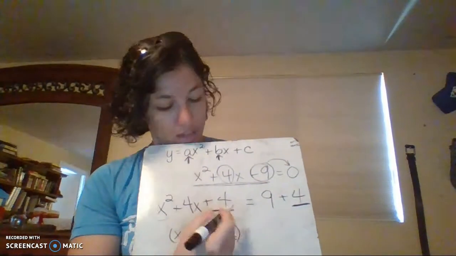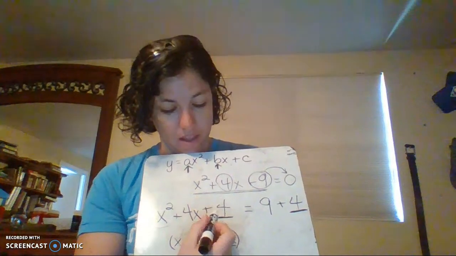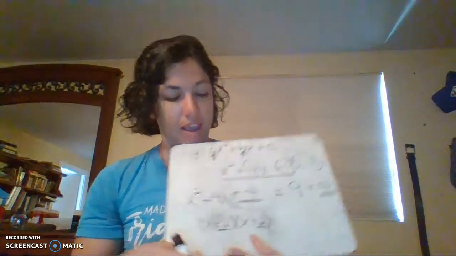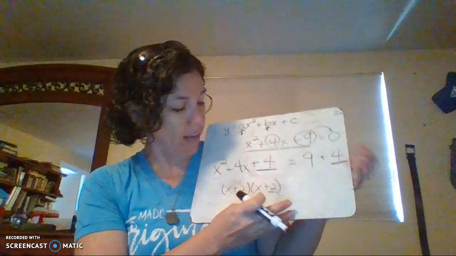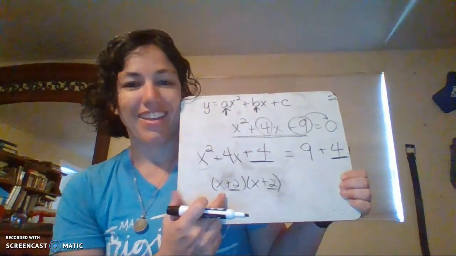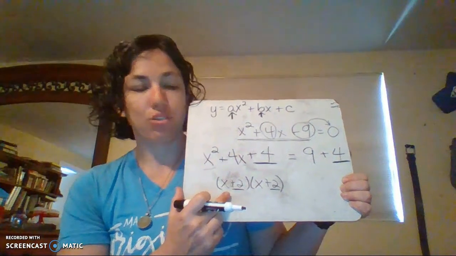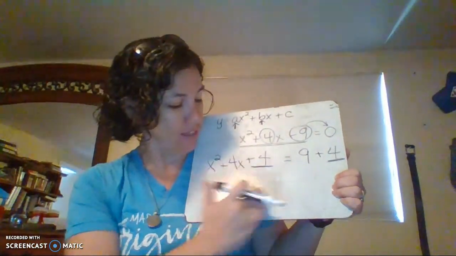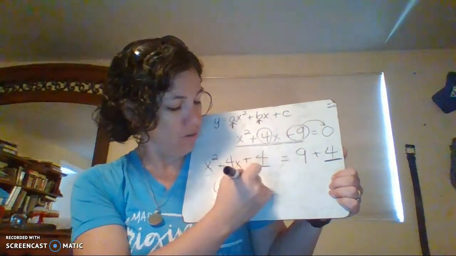This one right here is going to be the same as this middle term, the same sign, and it should always work out. Now, the way we write that is x plus 2 squared. You can do it just like this. You can write it like that.